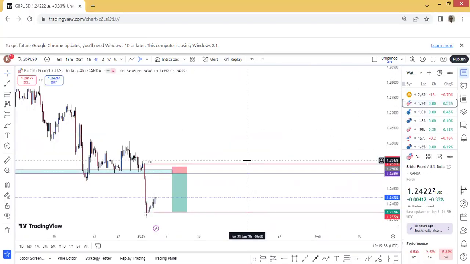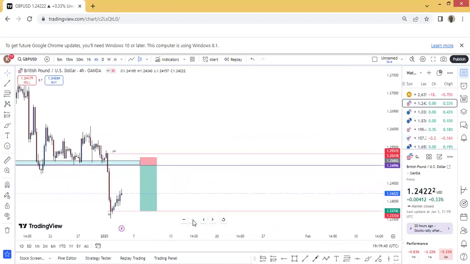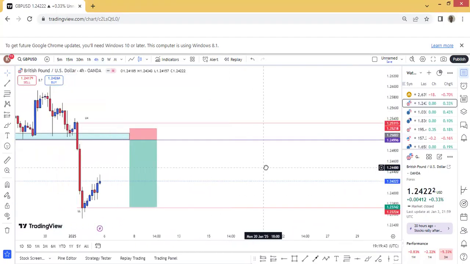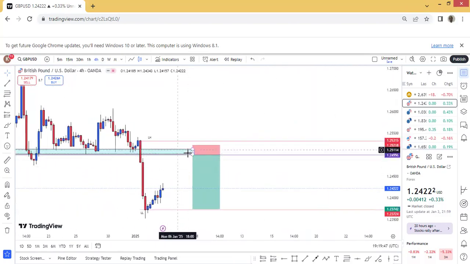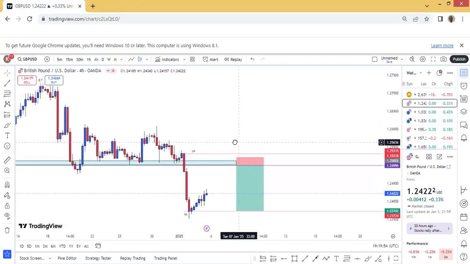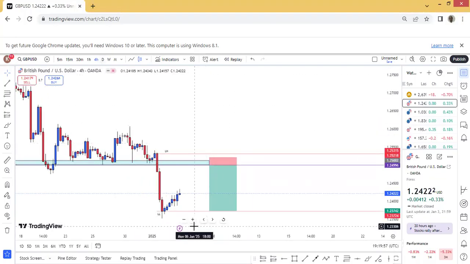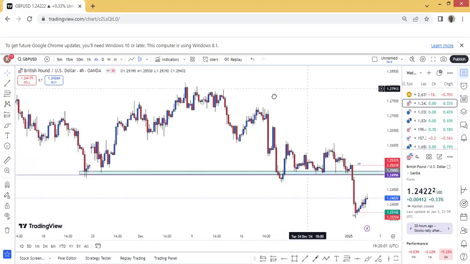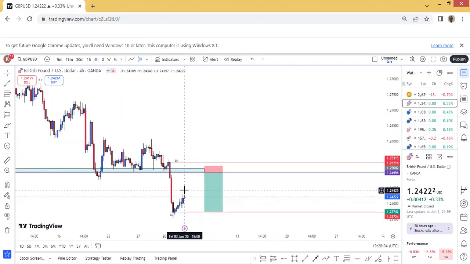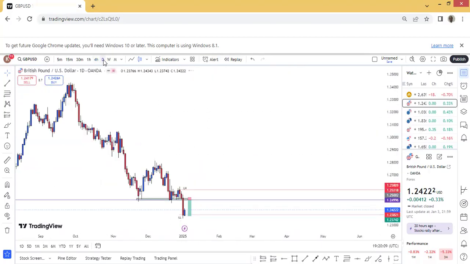We also did GBP USD, and we are still waiting for price to get to our area of interest. Then we will see what we will do. But this looks pretty clean, and I'm hoping that maybe Monday or Tuesday we will get to our area of interest, and then we will look for our sells.